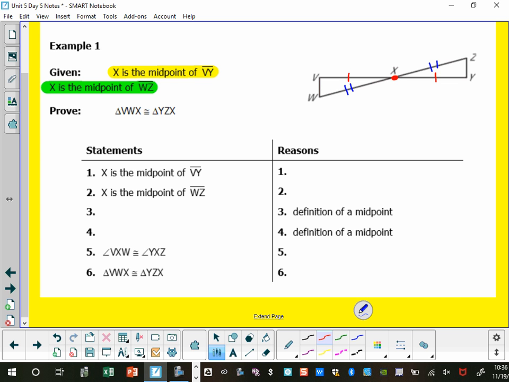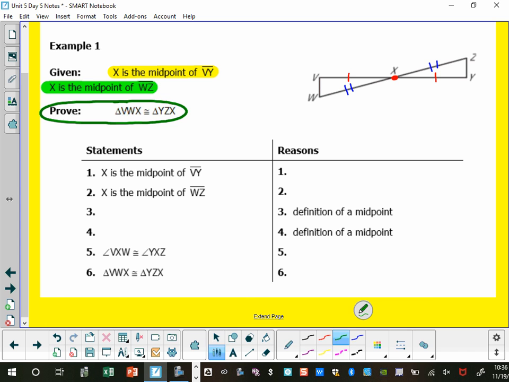Okay, so this is your proof. They give us two points here, and then they want us to prove that triangle VWX is congruent to triangle YZX. That's always going to be your last step. Whatever you're trying to prove is going to be your last step.